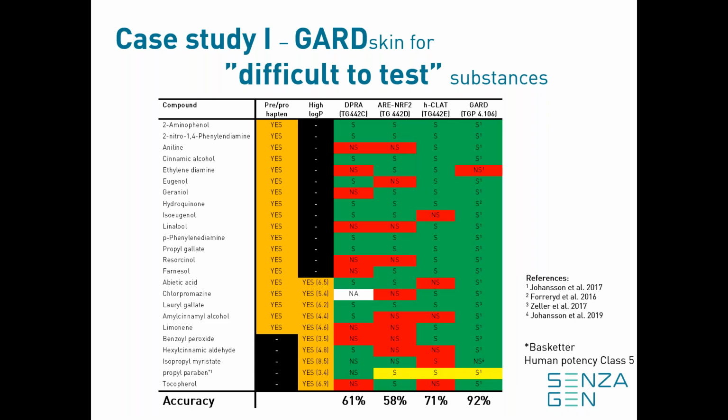So if we look at the compounds with a very high log P value and low water solubility, the majority of these substances could also be tested in the GARD assay. And I will come back to the description of how this actually worked later on in this presentation. But I think that the pre- and pro-haptens and also the compounds with very low water solubility have been one of the main arguments for incorporating expensive and not very robust 3D cell models.